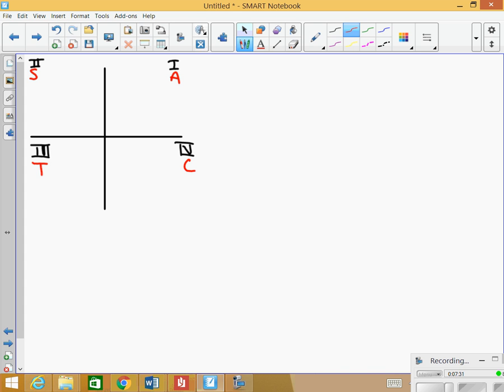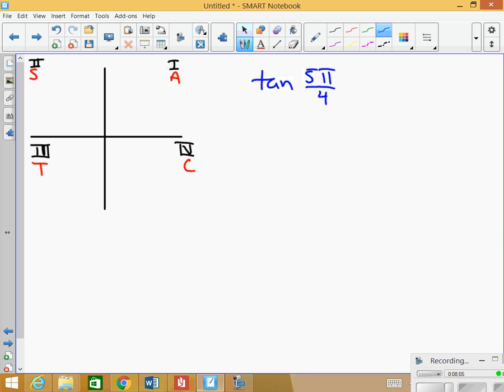So if I have a value and I want to know whether it's going to be positive or negative, I just have to look at which quadrant it's in and also which ratio it is. So let's take, for example, tangent 5 pi over 4. Well, it's going to be in quadrant 3.